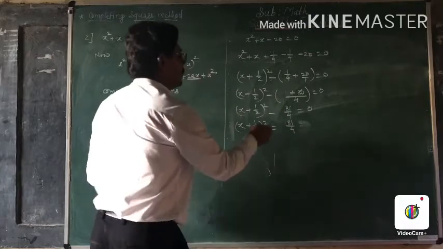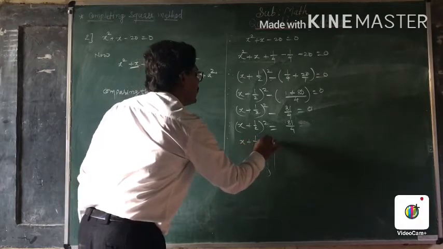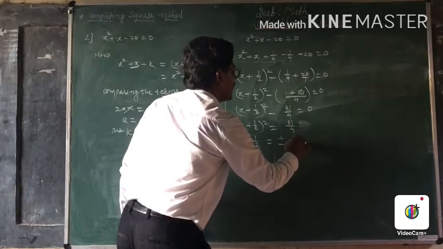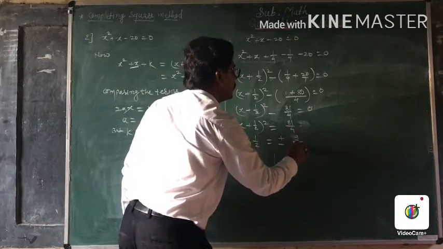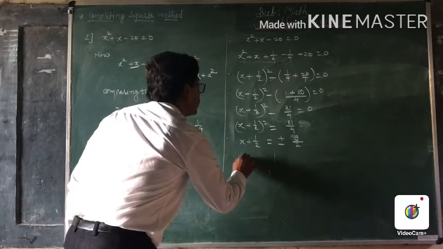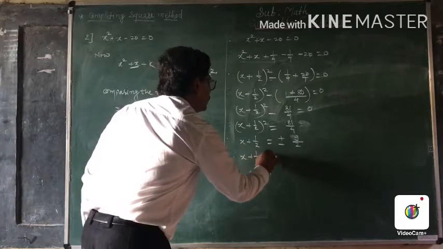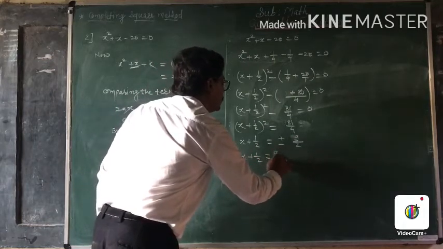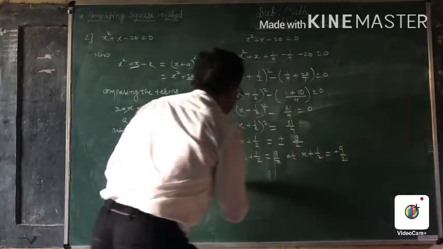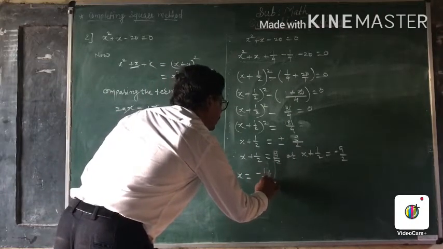Now take the square root from both sides. The square root of this is x plus 1 half is equal to plus minus the square root of 81, which is 9, by the square root of 4, which is 2. So 9 by 2, plus minus 9 by 2. Therefore, x plus 1 half has two values: x plus 1 half is equal to 9 by 2 or x plus 1 half is equal to minus 9 by 2. Therefore, x is equal to minus 1 half.